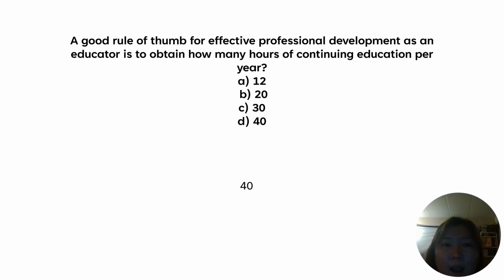A good rule of thumb for effective professional development as an educator is to obtain how many hours of continuing education per year? 40 hours. I have to take continuing education, 40 hours per year.